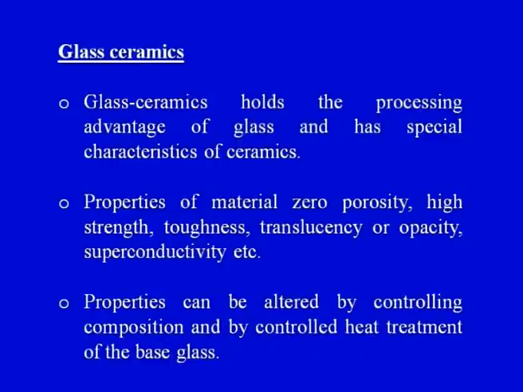Why do we need to do this? Let us try to understand this. Glass ceramics hold the processing advantage of glass and have the special characteristics of ceramics. A question can be asked: when we have glass as an engineering material and ceramics as another category of engineering materials, what is the need to blend these two materials together? The first important point, as you can see on your screen, is that glass ceramics hold the processing advantage of glass, because it is easier to process glass as compared to ceramics, and have the special characteristics of ceramics.